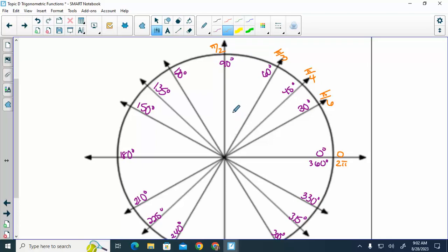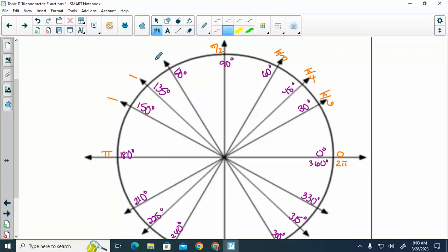Do you guys remember how we got those? We said 180 degrees is the same as pi. So if you were converting 60 degrees, for instance, you would take it times pi over 180. And 60 goes into 180 3 times, which is where the pi over 3 came from. So we could do that on all of them, multiply by pi over 180 and convert. But we know we have patterns.